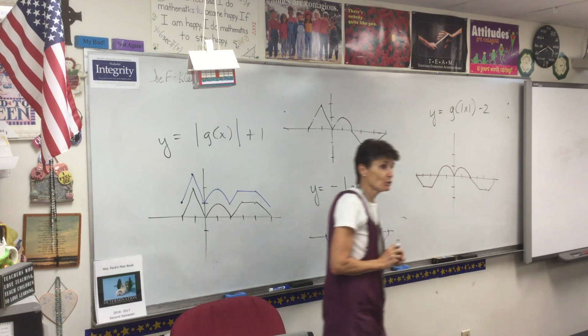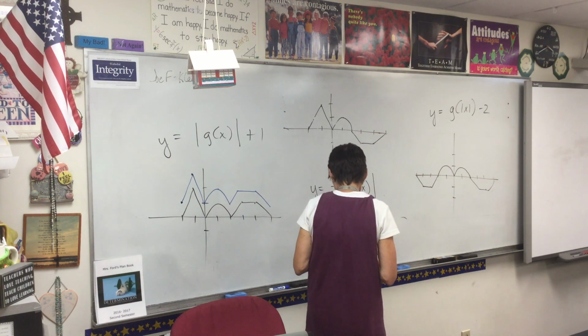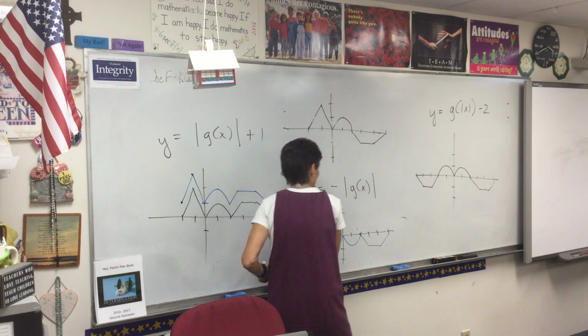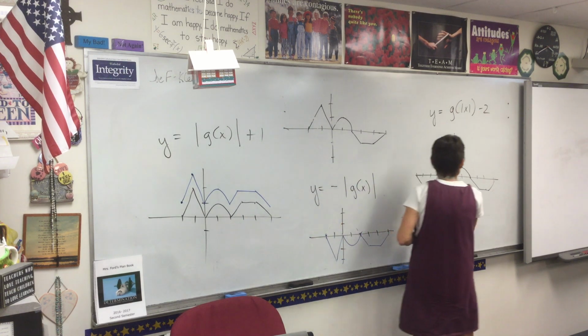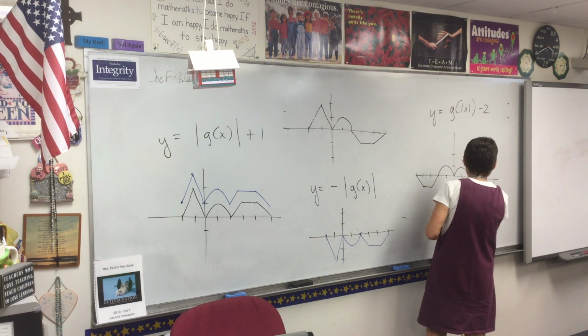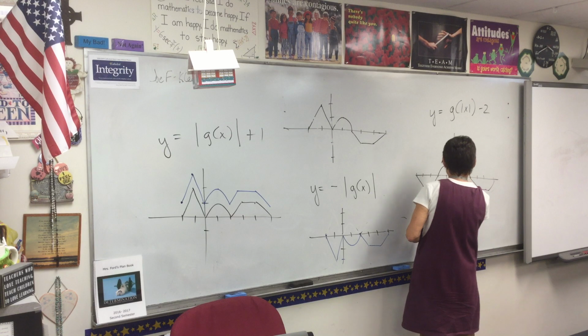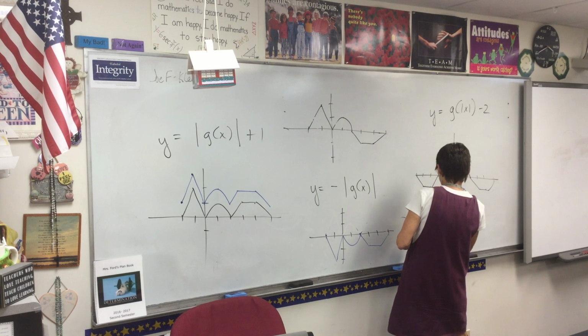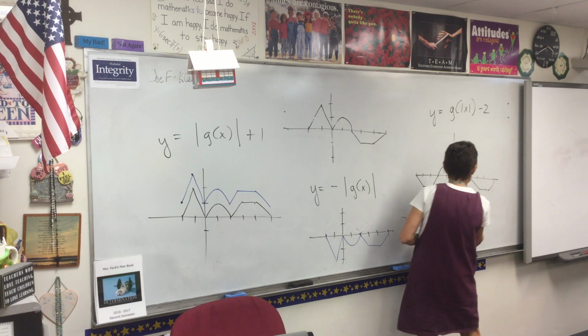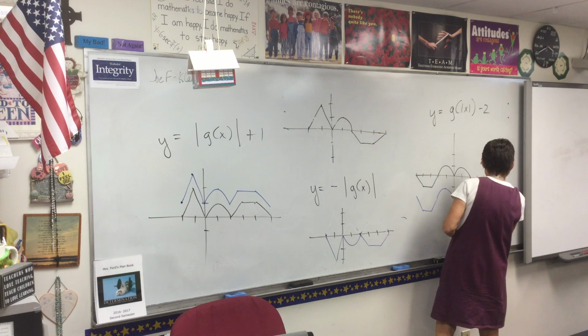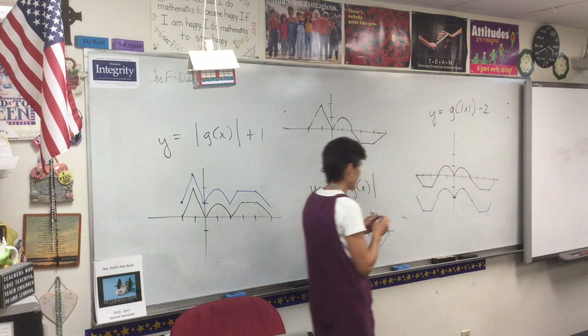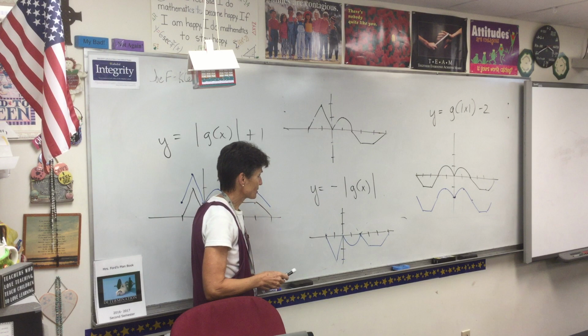Now, what does the minus 2 do? Down 2. So I'm going to take that picture and go down 2. Everything's going to go down 2. So I've got my semicircles, and then I have my trapezoids. So the blue thing is the answer.